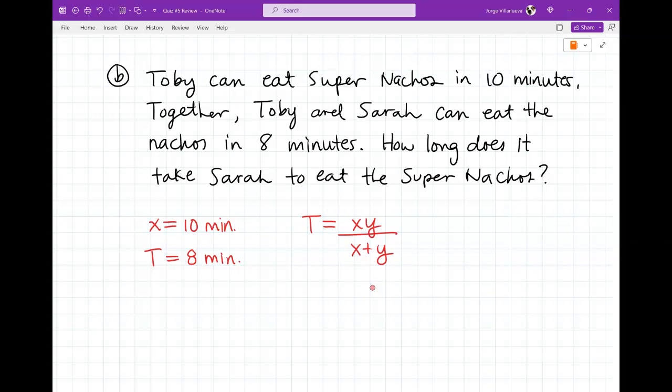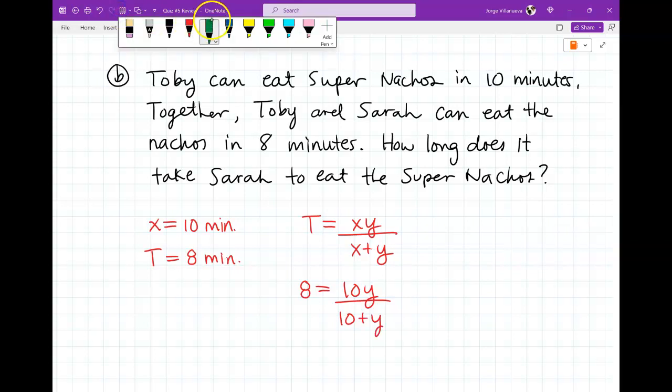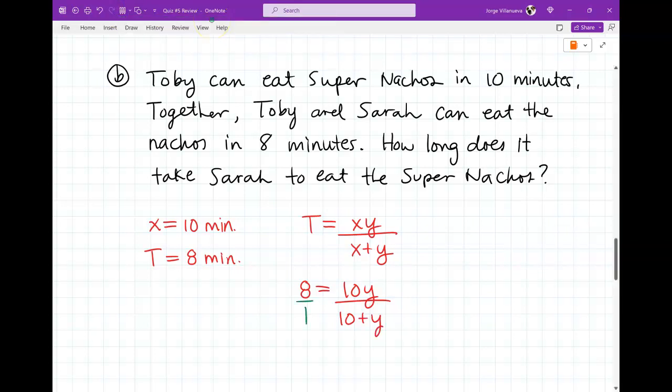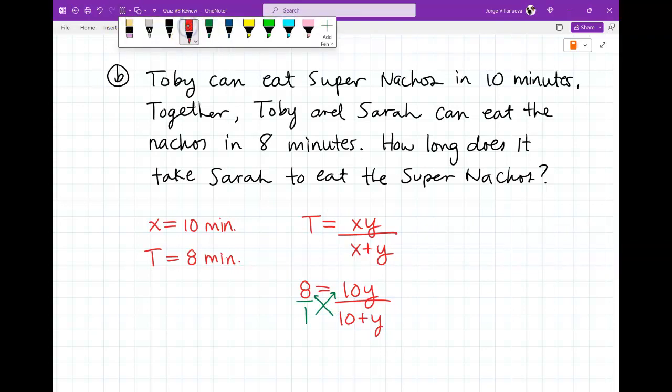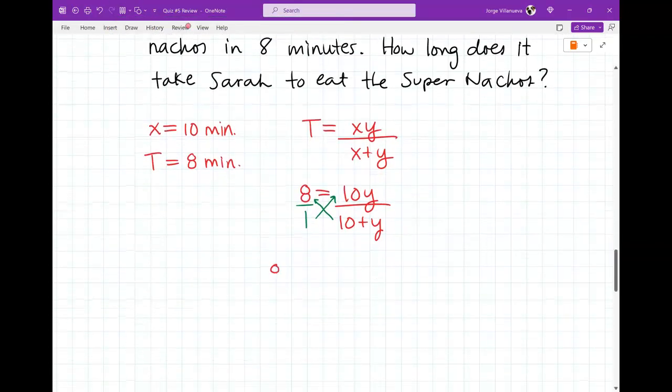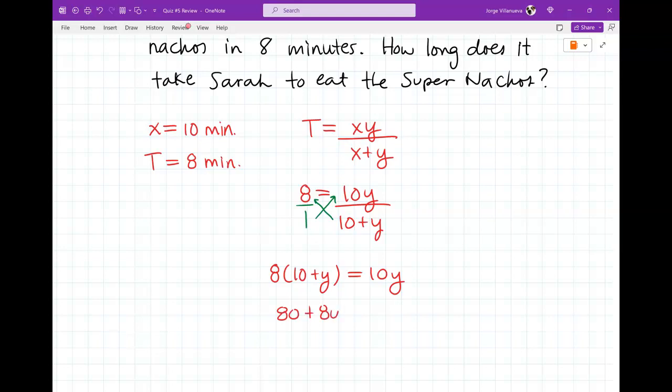So let's see, t is 8, x is 10, so that's 10y over 10 plus y. And then you're supposed to cross multiply here, okay? So I'm going to put the 8 over 1. I'm going to cross multiply. So that gives me 8 times (10 plus y) equals 10y. I'll distribute. That's 80 plus 8y equals 10y.